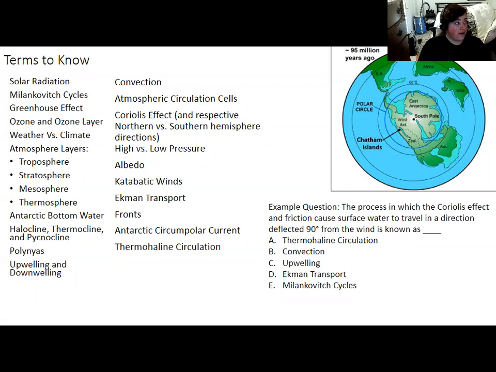Thermohaline circulation is deep water circulation. Convection is a general term for water or air or magma circulating around and doesn't really have to do with this. Upwelling is not what's happening here. And then Milankovitch cycles have to do with Earth's orbit around the sun. So yes, the answer is indeed Ekman transport.